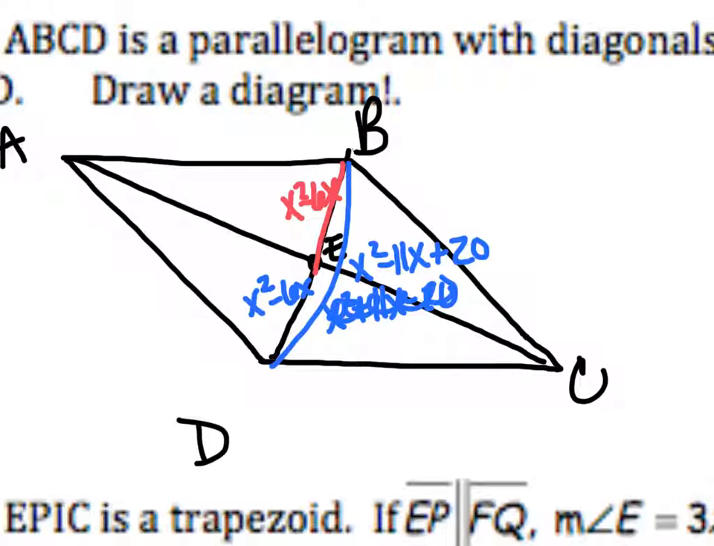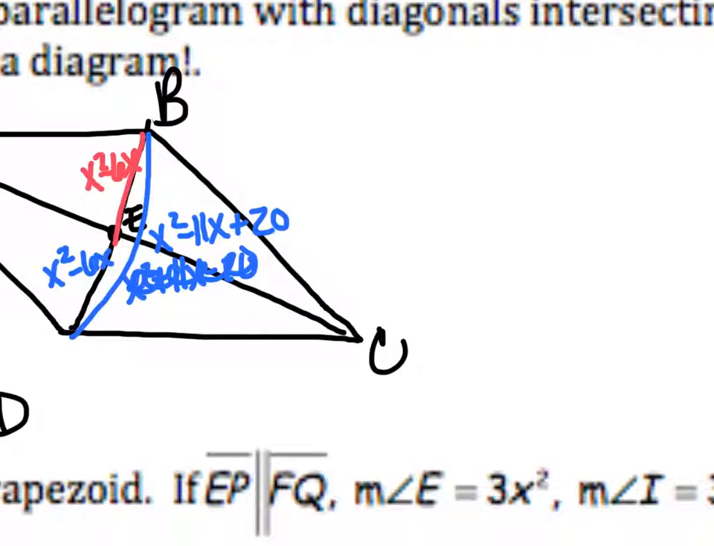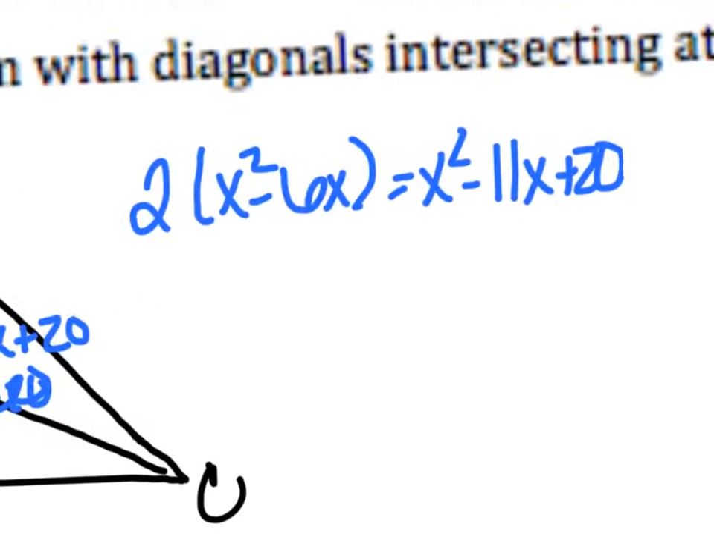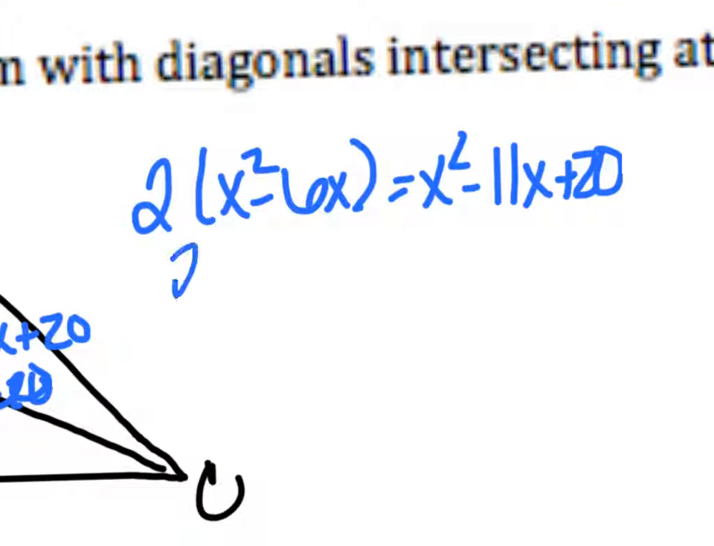Okay, so if I'm solving for x, I can combine the two little pieces, x squared minus 6x plus x squared minus 6x, and set it equal to the whole length. Or I could also just multiply x squared minus 6x by 2. It's the same thing. Okay, so now I'm going to go ahead and solve this.